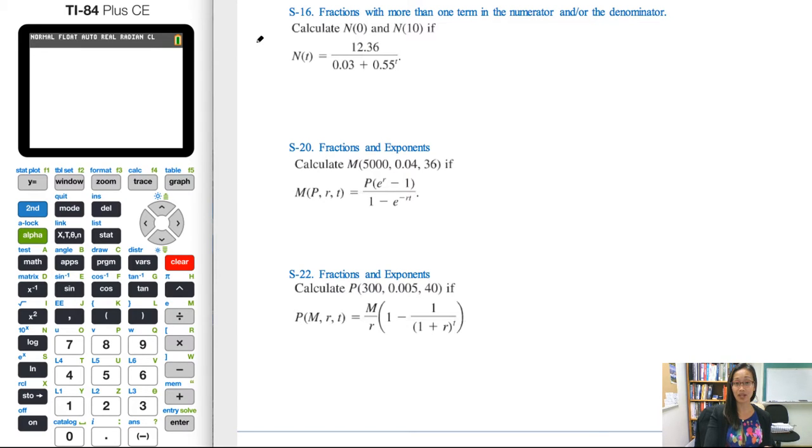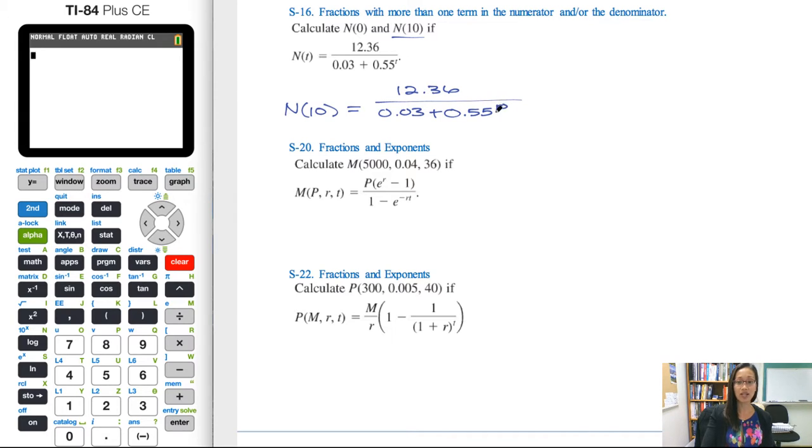You can find this on page 28 in your textbook. Here we're given a function n of t, and we're asked to evaluate it at 0 and at 10. So let's just do one of the two. Let's evaluate n of 10. So I'm going to go ahead and do my substitution, and I'm going to write it down so that I can see very clearly exactly what it is that I need to type into my graphing calculator. So wherever I see t, I'm going to replace it with 10.